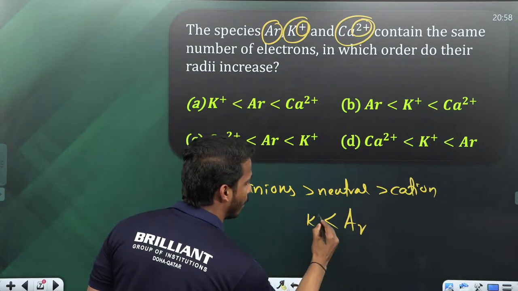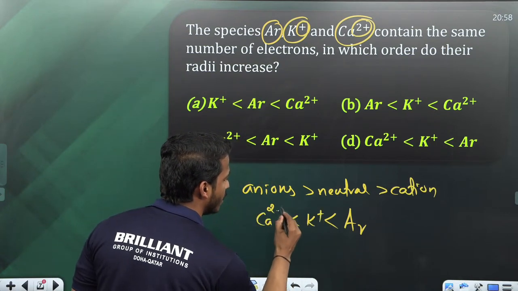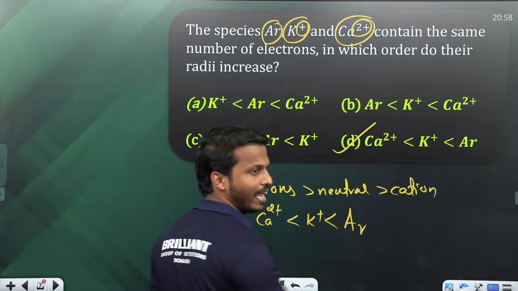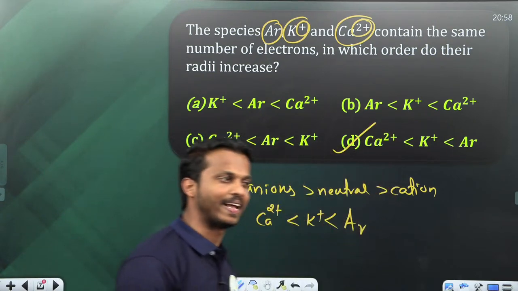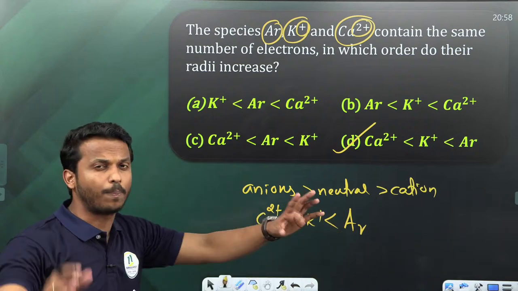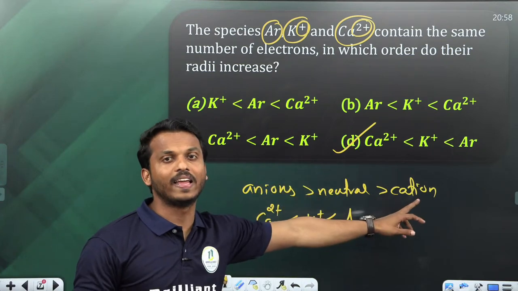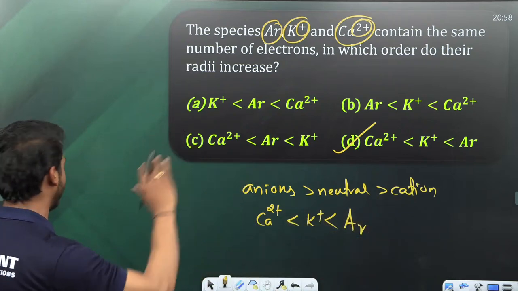So we can say K plus is larger, and the least size is Ca2 plus. Where is that option? Ca2 plus, K plus, Ar. That is again option D, the correct answer. Be careful about size. It's a repeated question for the NEET exam. Anions are bigger, then neutral, then cation. Option D is the answer.